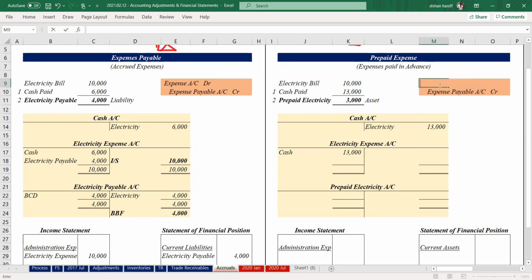asset account, prepaid, expense account is debit, expense account is credit. Prepaid expense account is debit. Prepaid electricity debit 3,000 and the expense account credit 3,000.